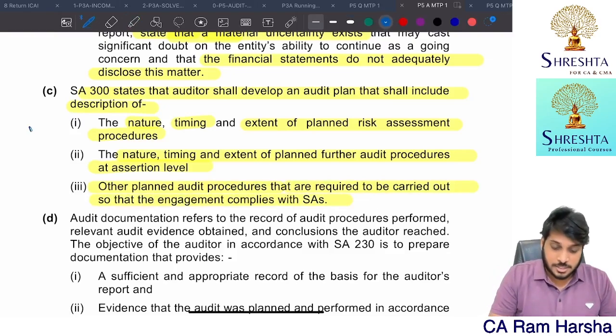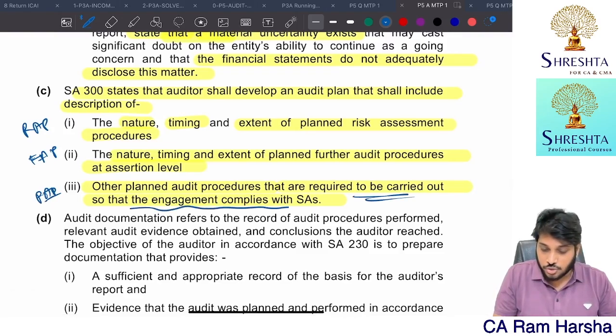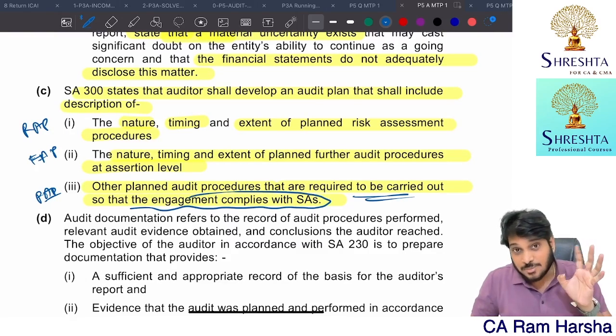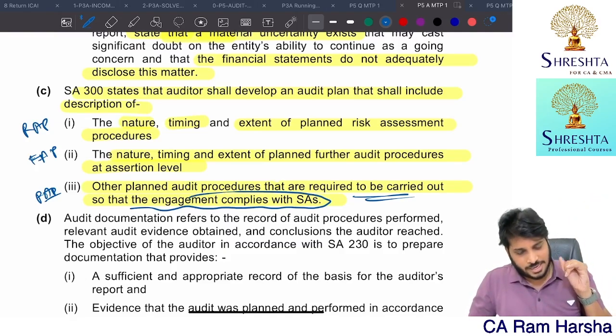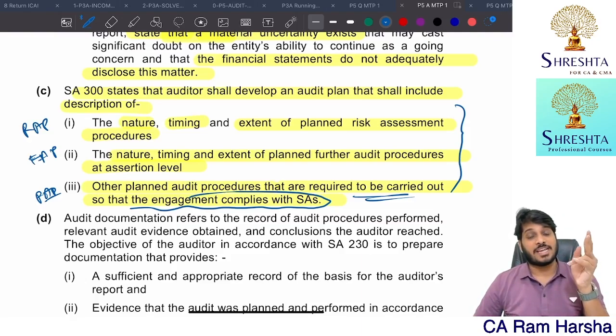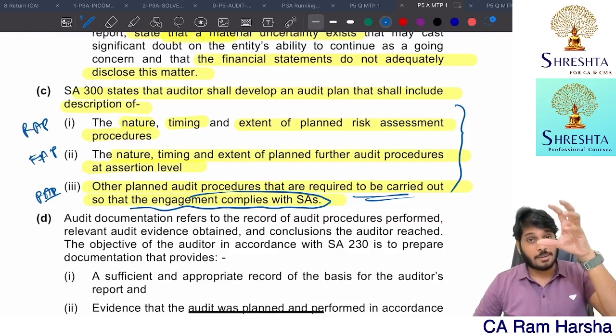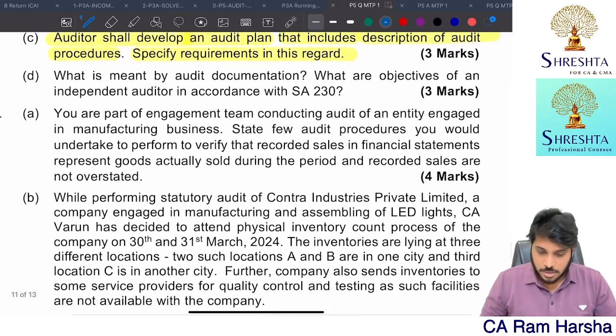So what risk assessment procedures are you performing? What further audit procedures are you performing? Any other planned audit procedures required to be carried out as per the various standards on auditing, getting written representations, all that. Getting it? So while developing the plan, the auditor should include the following three: risk assessment, further audit procedures, and any other planned audit procedures required so that you can comply with the standards on auditing. This is a straight question.